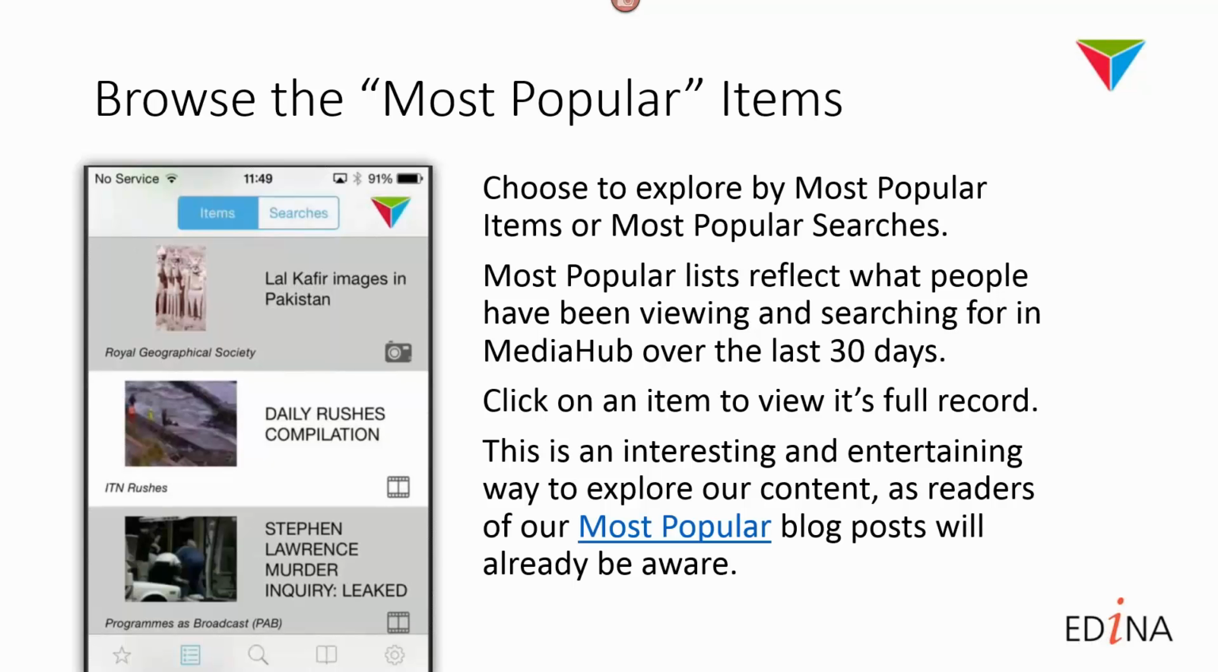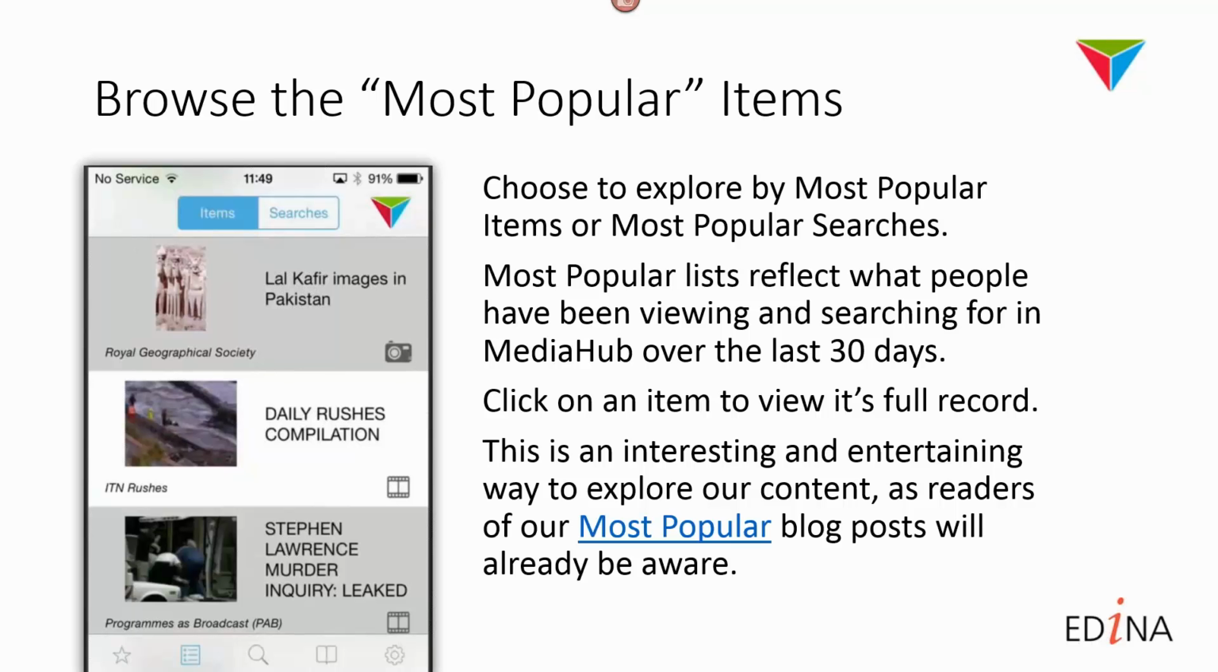So you can see the most popular items that are currently being looked at. Those will be a different list right now, I'm sure, because I happen to know what our most popular list is at the moment, because we've just got a new blog post in preparation. So you can look at either the most popular items or the most popular searches. Just tap on items at the top of the screen to look at the items, or searches to look at the most popular searches. And as with the website, this reflects the most popular things over the last 30 days across all users of MediaHub.